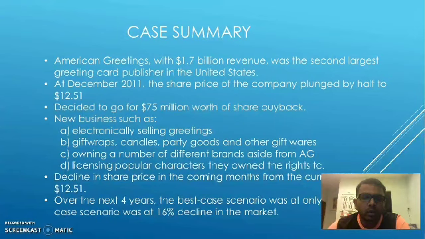Now we're going to analyze whether the share buyback option is really worth it, or whether the current market price of $12.51 is really reflecting the actual view or actual performance of the company or not.